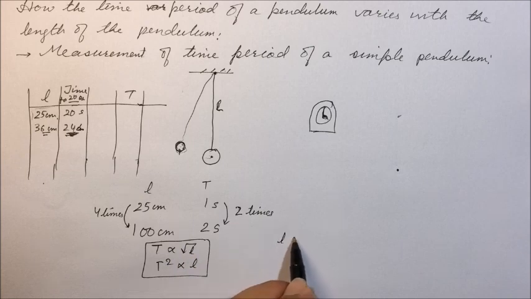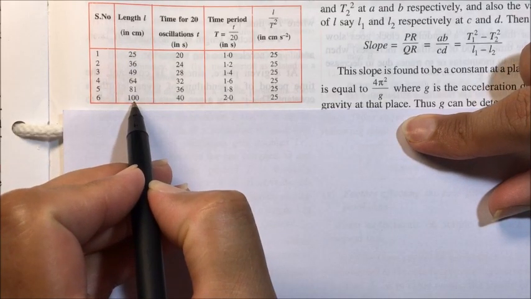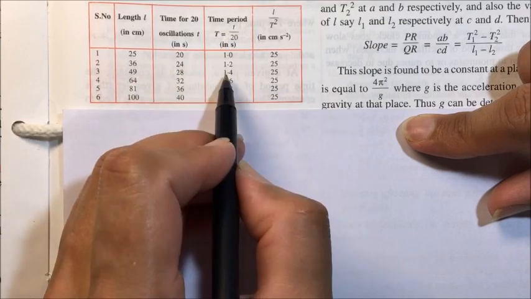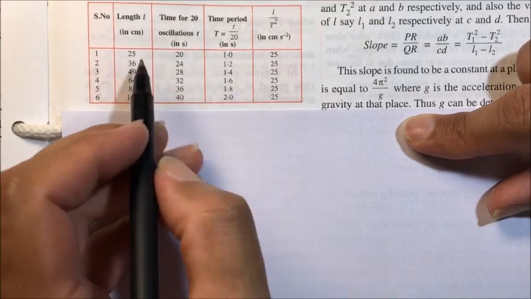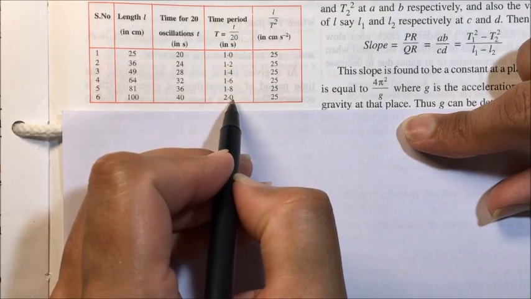When the length was L, consider length equal to L. Time period will be proportional to root of L. Now let the length be 4L1. When length equals 4L1, time period becomes root of 4L1, that is, time period becomes 2 root of L1. Well, we have taken different lengths, and corresponding to these we have calculated the time period. For different lengths we have different time periods.